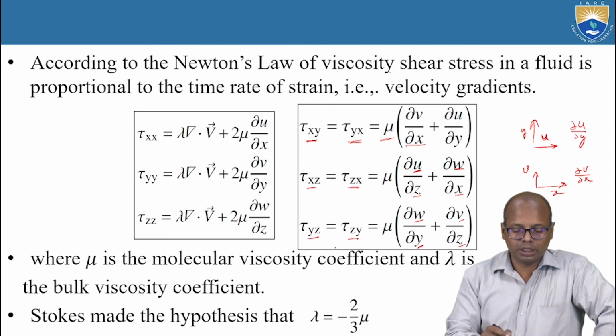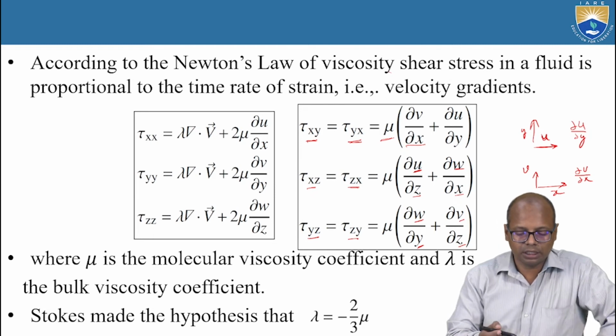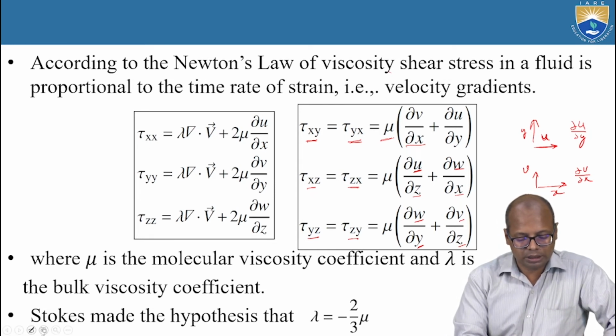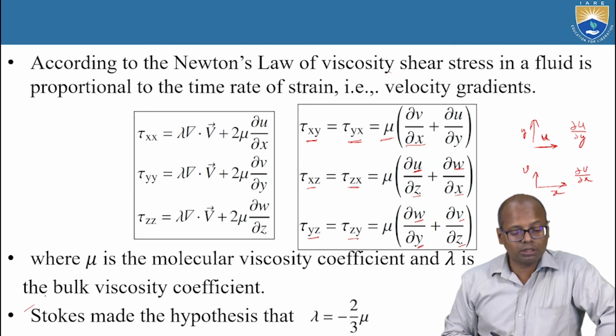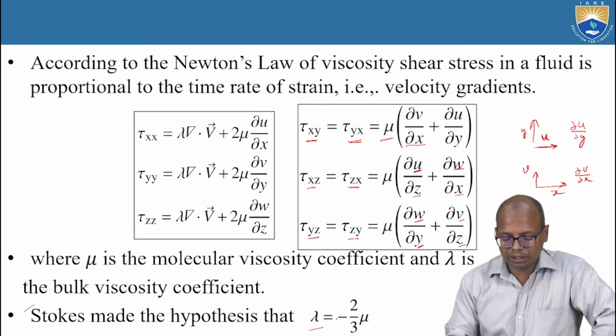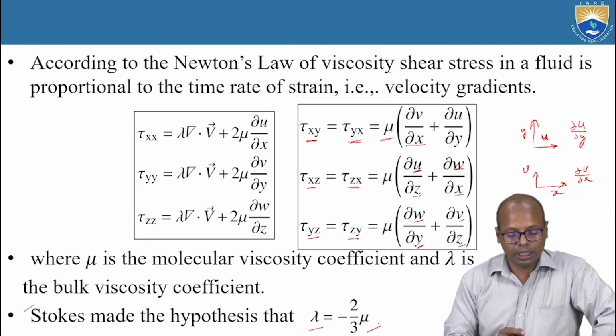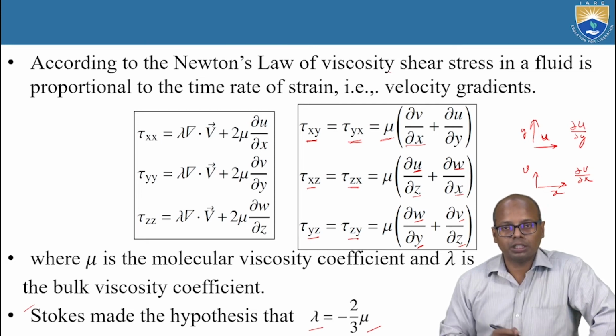Now what about the normal stresses? Are they related to this velocity gradient? Yes. A scientist called Stokes made a hypothesis saying that lambda is equal to minus 2 by 3 mu. Lambda is equal to minus 2 by 3 mu.